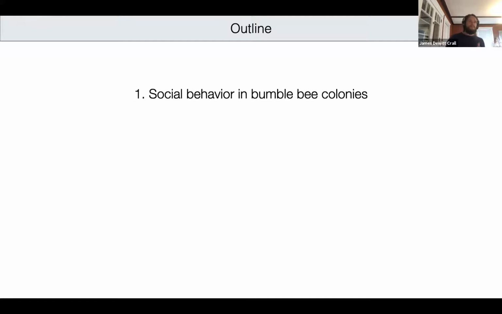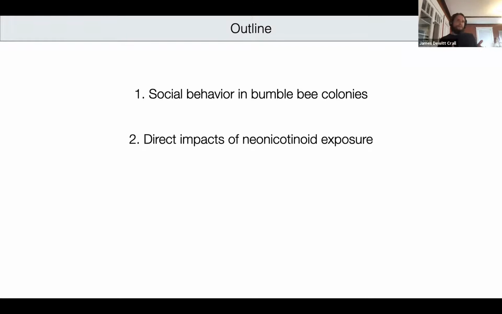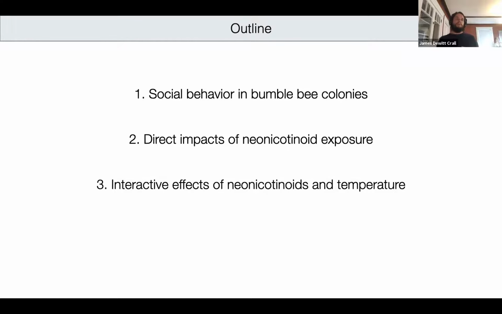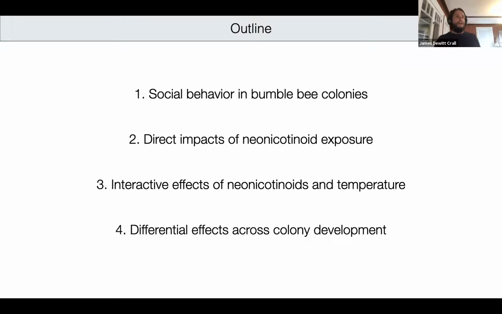So today I'm going to first start by introducing you to my favorite pollinator, bumblebees, a group of about 200 species that are, in North America, really our most important native pollinators. So I'll give you a little introduction to start. Then, paralleling the challenge that I just laid out, I'll tell you about some of the direct impacts of neonicotinoid exposure on bumblebees, then focus on some of the interactive effects and the way we've studied that, and finally finish by looking at differential effects of these compounds across development.